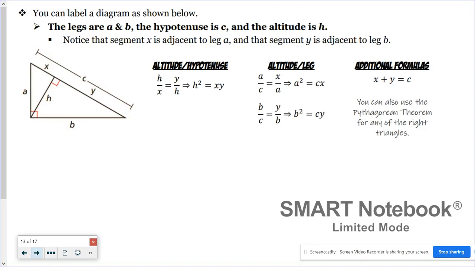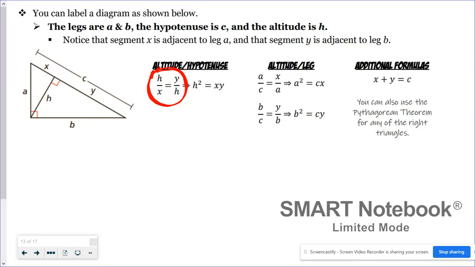basically these problems involve us taking a right triangle and drawing in the altitude going from the vertex of the right angle to the hypotenuse. And what this does is it divides the triangle into two smaller right triangles, and all three triangles are similar to one another. And so we discovered that the altitude, which is h, is the geometric mean between the segments of the hypotenuse. So simply put, h over x equals y over h.